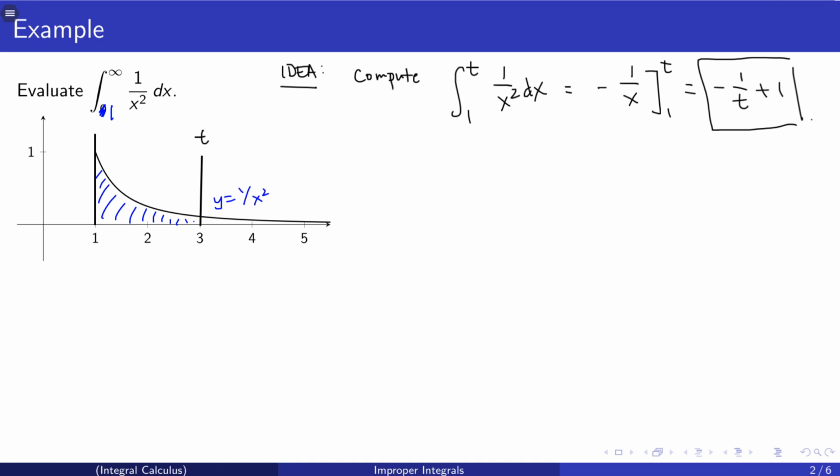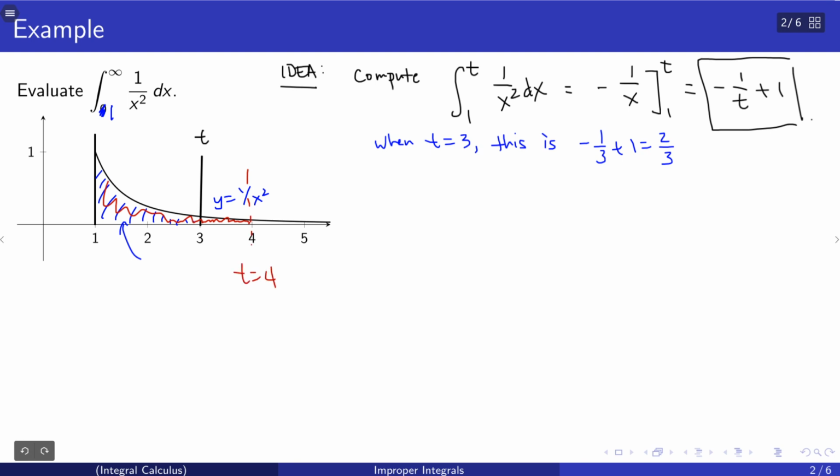And that's a general formula here. I can plug in t equals 3, for instance, and I get negative 1/3 plus 1 equals 2/3, which gives me exactly the area here. I can plug in t equals 4, and I get the area all the way to 4.